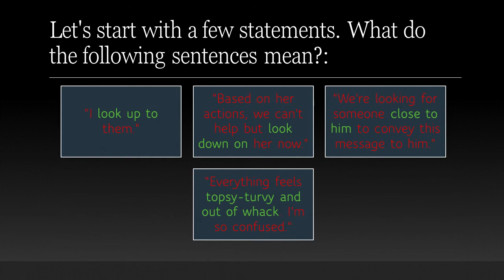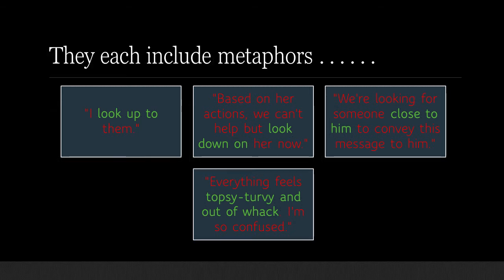What do the following sentences mean? I look up to them. Based on her actions, we can't help but look down on her now. We're looking for someone close to him to convey this message to him. Everything feels topsy-turvy and out of whack. I'm so confused. Each of these statements includes metaphors connected to physicality. Look up, look down, close to him, and topsy-turvy.